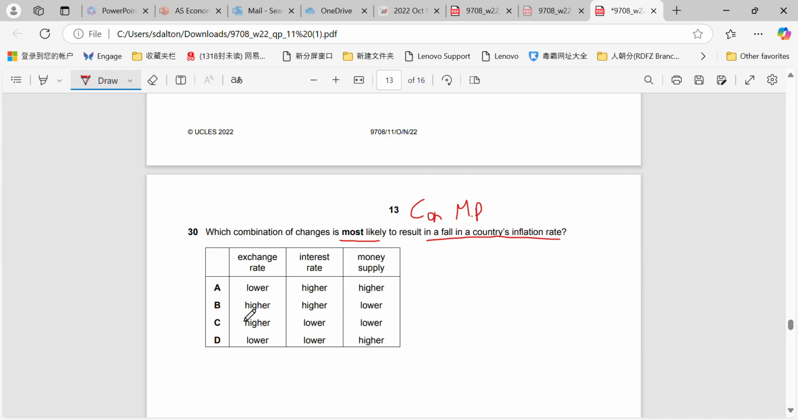Contractionary monetary policies are a higher exchange rate, because price of exports go up, total exports go down, price of imports go down, total imports go up, X minus M will therefore decrease. Interest rate higher, which restricts consumer expenditure and investment, and the money supply lower, which affects consumer expenditure as well. So that would be the contractionary monetary policy. Just for reference, D would be expansionary monetary policy, which might increase a country's inflation rate.